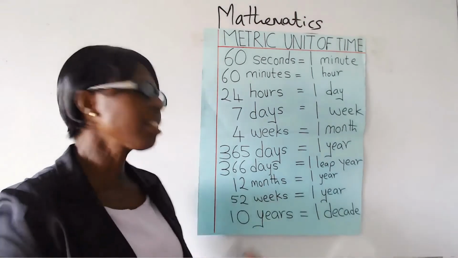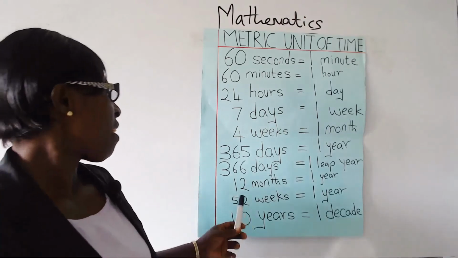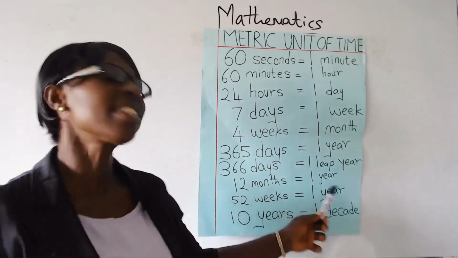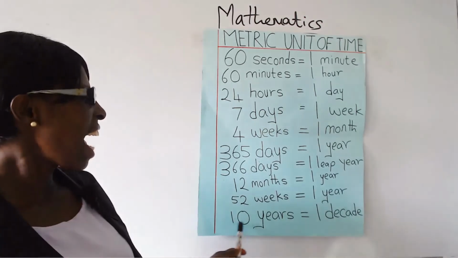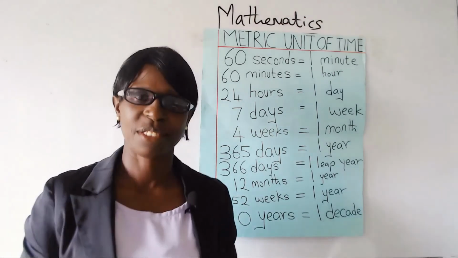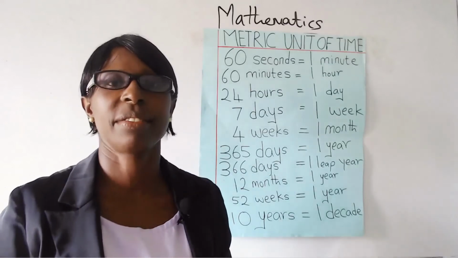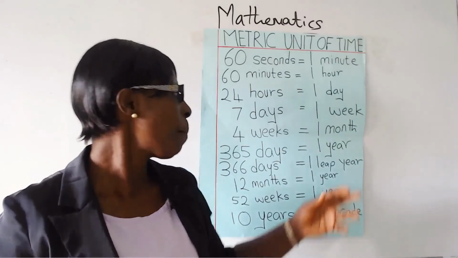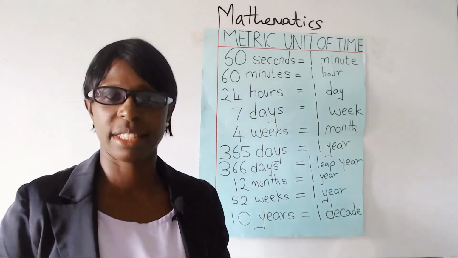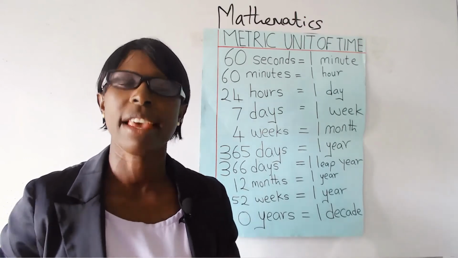12 months is equal to 1 year. 52 weeks is equal to 1 year. 10 years is equal to 1 decade. A decade is a period of 10 years. Then leap year is every 4 years. After every 4 years, we must observe a leap year.